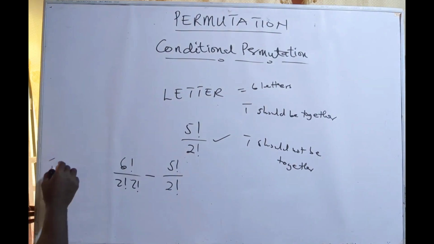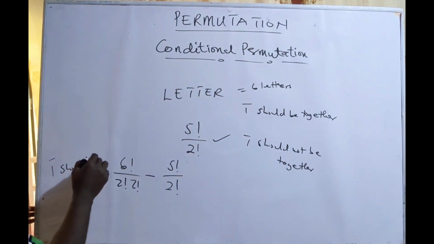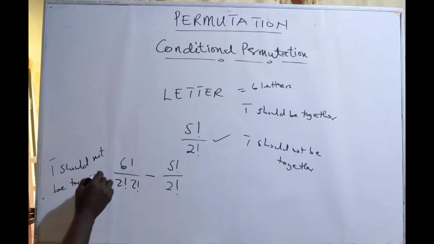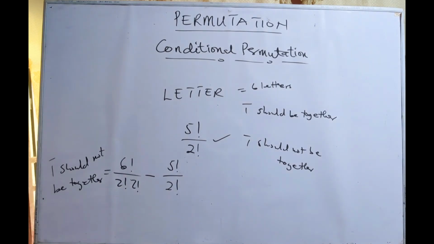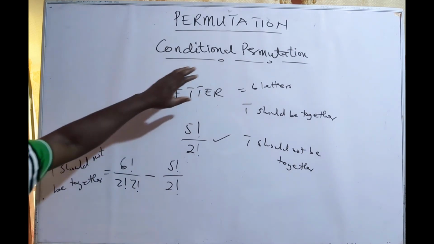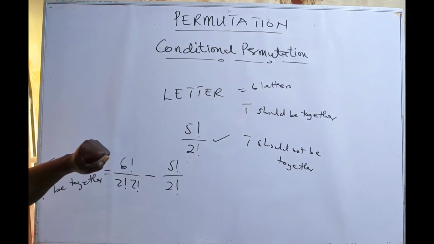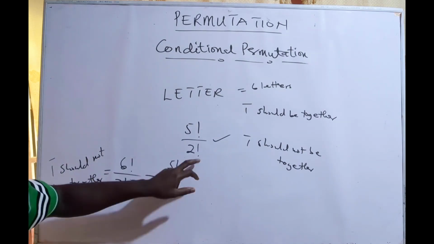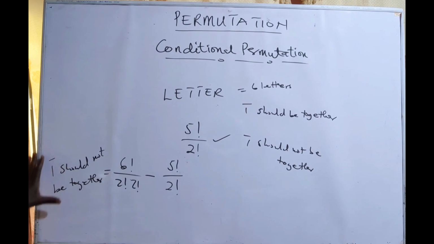That T should not be together. So you find the arrangement picking all at a time, this is how it will be, minus the arrangement that T should be together, and this will give you T should not be together.